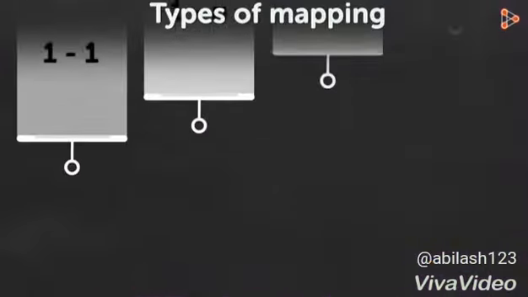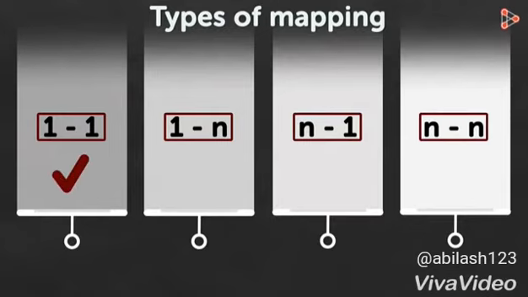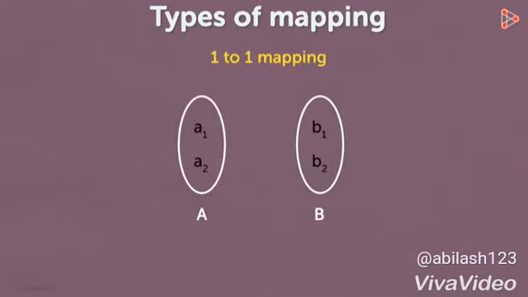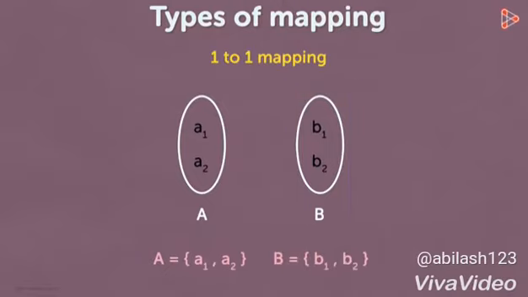There are 4 different types of mapping: one-to-one, one-to-many, many-to-one, and many-to-many. Let's look at the first type of mapping, which is the one-to-one mapping. We have set A and set B. Set A has elements A1 and A2. Set B has elements B1 and B2. Now, when can we say that the relation from set A to set B has a one-to-one mapping?